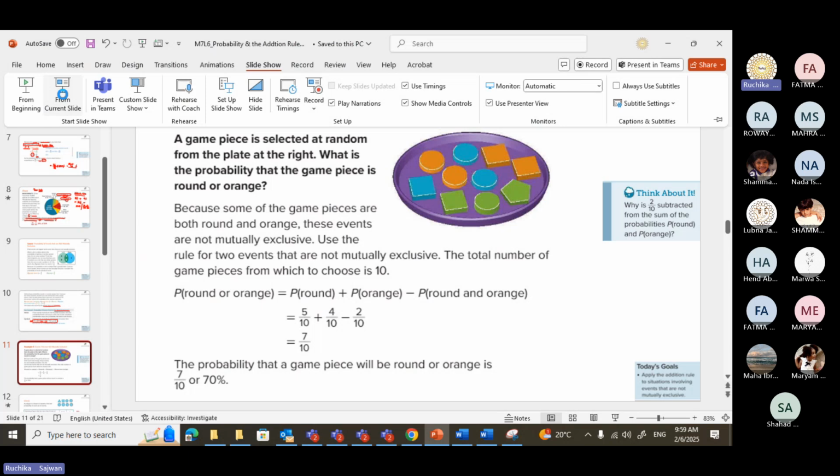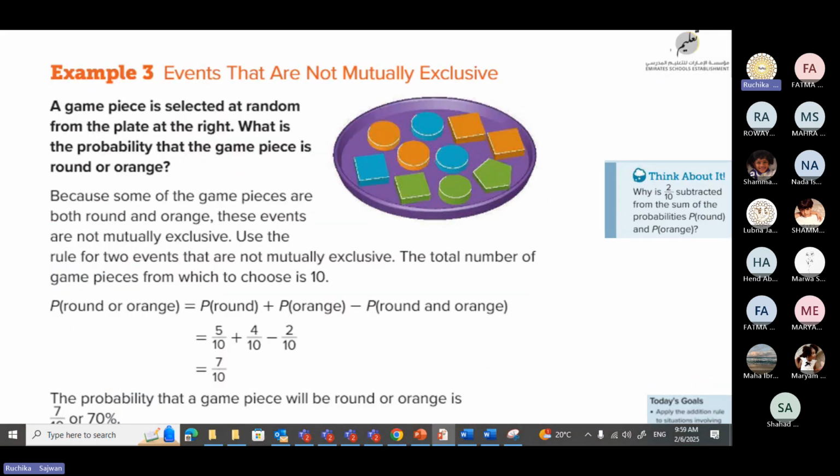Okay, so this is the one that we will do now. Example 3. Look at the picture. In this picture, you have some circular shapes, you have some square shapes, and you have a pentagon as well. Now, what the question is asking, let's read. What is the probability that the game piece is round or orange? So I want you to think. First, tell me how many round pictures are there. You can unmute your mic and tell me. Count out of this total how many round shapes are there. Color is not important, just the shape.